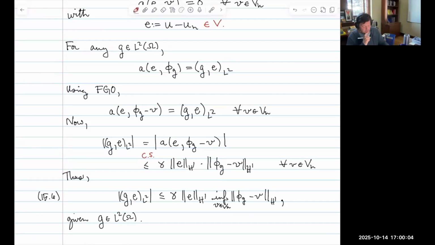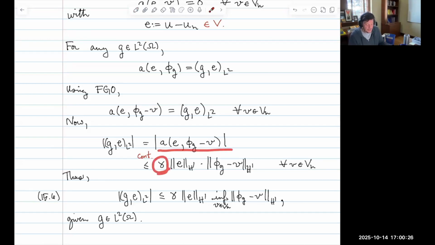Apply Cauchy-Schwarz. Actually, no, it's not Cauchy-Schwarz. What is that one? It's simpler than Cauchy-Schwarz. It's continuity, right? It's the continuity of the bilinear form A. Okay, so apply the continuity that we know exists for A.